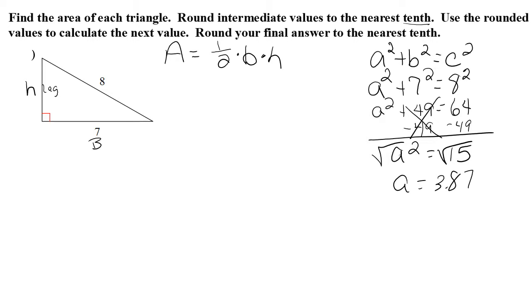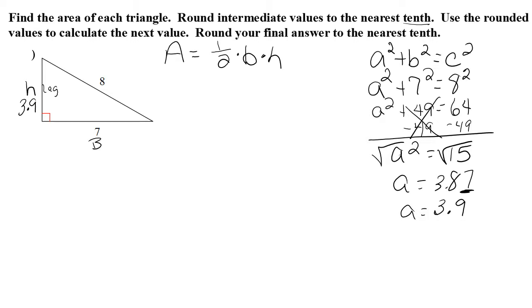3.87, a little bit more, but since I'm rounding to the tenth, I just needed to look at that 7. I need to round up to 3.9. So the leg is 3.9, but in this case, the leg is also the height of my triangle. So now I know the height, I'm going to use 3.9.